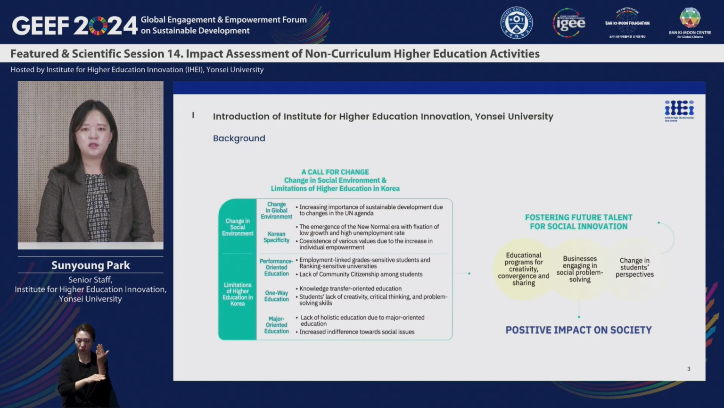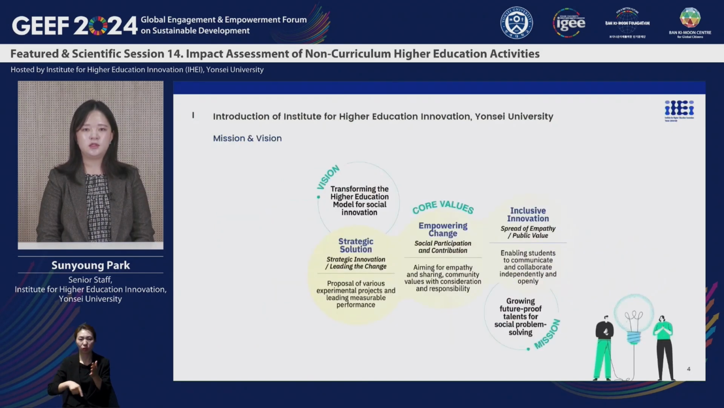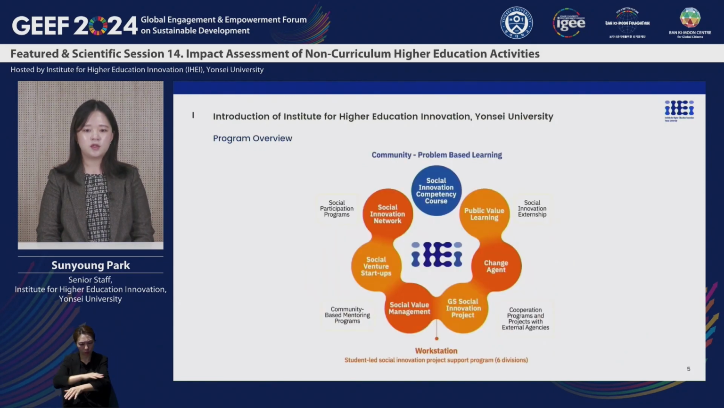Before we talk about today's topic, impact measurement, I would like to give you a quick introduction of our institute. Yonsei University's Institute for Higher Education Innovation, IHEI, was established to address not only the increasing importance of sustainable development and the worsening social environmental changes such as economic inequality and environmental pollution, but also to move beyond the limitations of performance-oriented one-way education in Korean higher education. It was established in 2018. IHEI aims to lead the transformation of higher education by nurturing future-oriented talents who contribute to social innovation. Through this, it seeks to expand positive impacts across society as a whole.